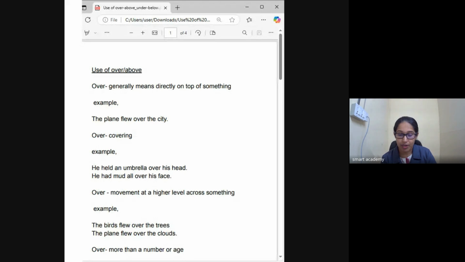He put his blanket over his head. Over his head. He put his blanket over his head. Okay. He put his blanket over his head. We use over in this meaning. Over his head. Can you make some sentences by using over?